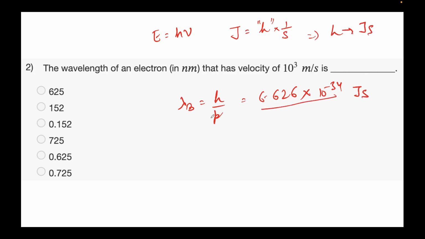Over p. P is nothing but your momentum, right? And momentum is mass times velocity. So this is nu, this is frequency, this is velocity v. Let's do this. 6.626 times 10 to the power minus 34. Mass, I remember 9.1 times 10 to the power minus 31 kg. Remember, everything I am doing in SI units.